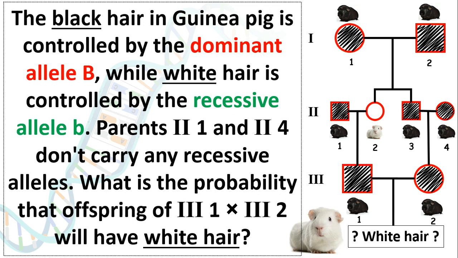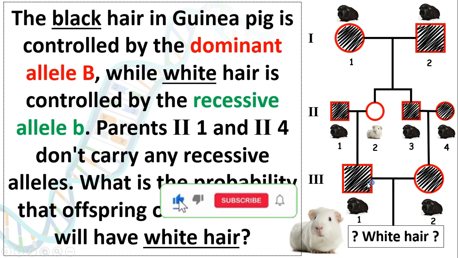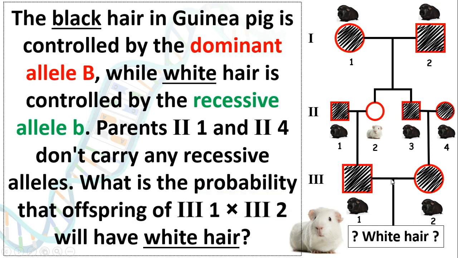And if we can assume that parents generation 2 individual 1 and generation 2 individual 4, as you can see in this pedigree, means this one and this one don't carry any recessive alleles, what is the probability that offspring of individuals 1 and 2 from the generation 3, means these two individuals, will have white hair, the offspring of the cross between these two individuals? We want to calculate the probability that they will have white hair. So let's solve it.